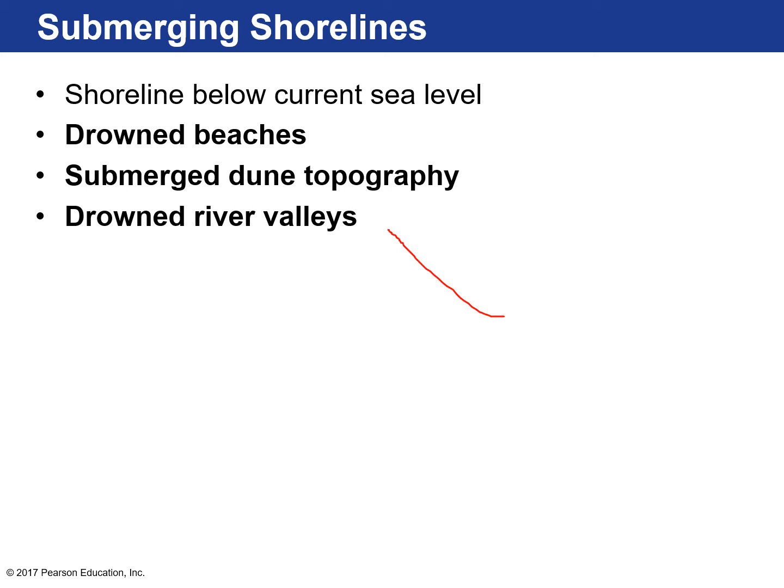What you also see at shorelines where sea level is rising really quickly is the inundation of the continental margin and of river valleys that were once river valleys in the geologic past but are now drowned, and they're estuaries now.